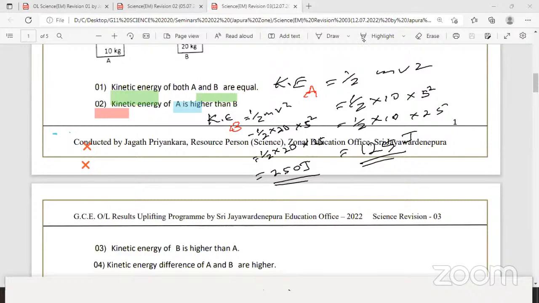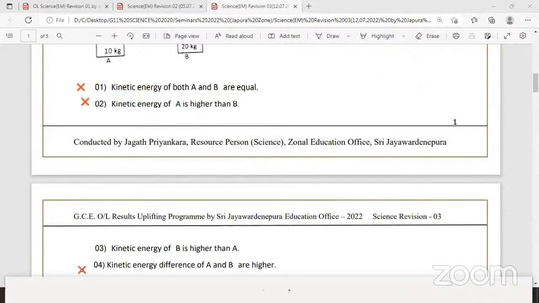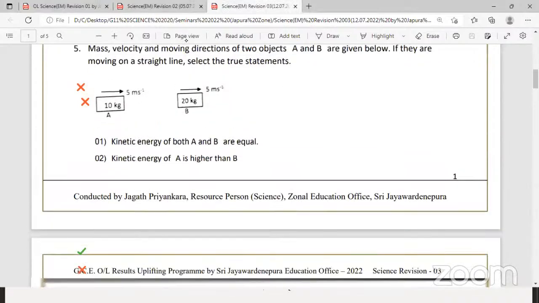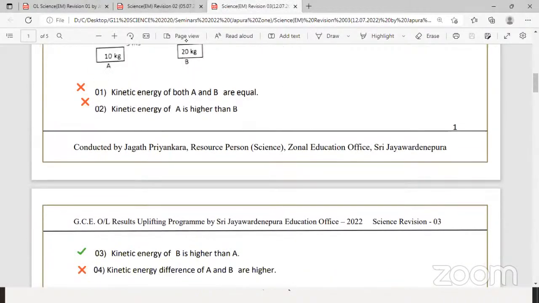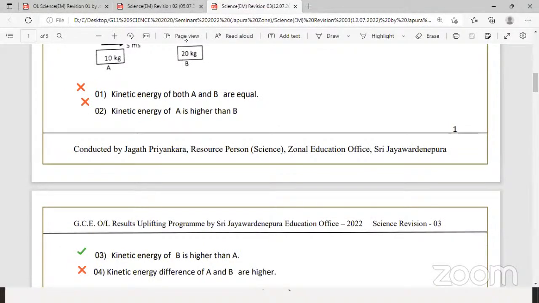The answer is the third. Please raise your hand those who got the third answer for this MCQ. How many of you got the third answer? Question number 5 answer is third. Right, very good. Around 25-26 students raised their hand. Well done.